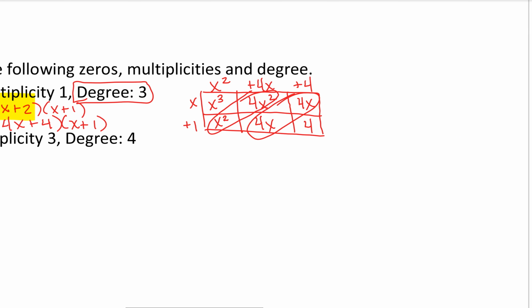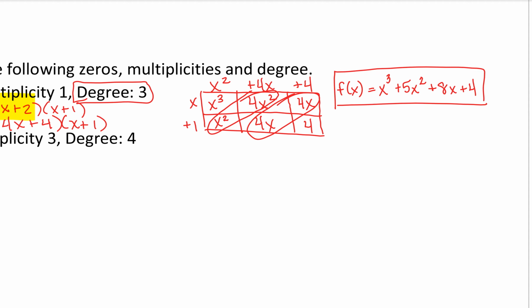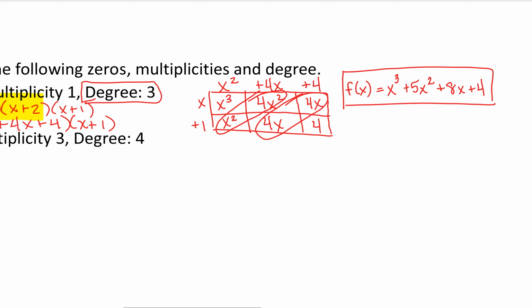So when we go to write our final answer, we get f of x equals x cubed. x squared plus 4x squared is 5x squared. 4x plus 4x is 8x. And then that 4 is left behind all by himself. This is my final answer. And I have to verify. It said that I needed a degree of 3, and I have an x cubed for my first term, so I know I did it correctly.